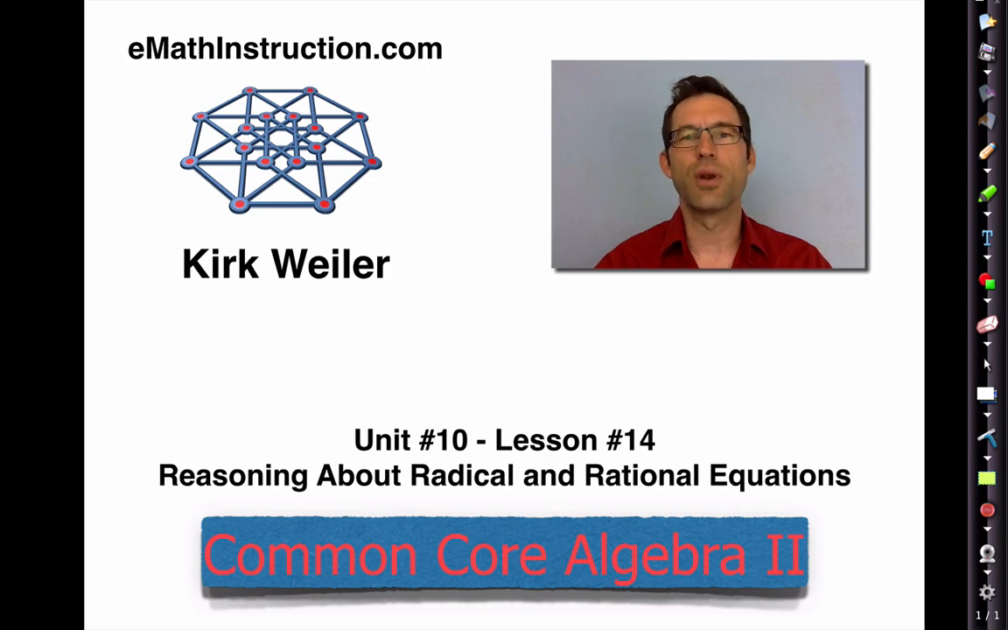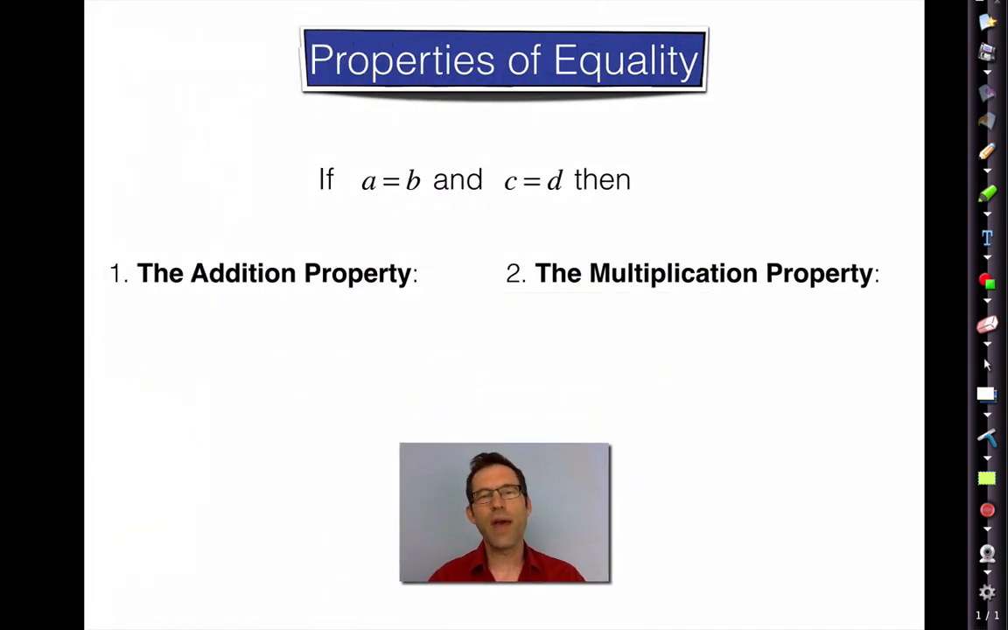But let's jump into it a little bit and understand some properties of equality. In order to actually justify both the solving of rational equations and equations involving square roots, we need two properties of equality, the addition property and the multiplication property. And these are pretty straightforward, but it goes something like this. If A equals B and C equals D are both true, well, then A plus C equals B plus D. And for the multiplication property, A times C equals B times D.